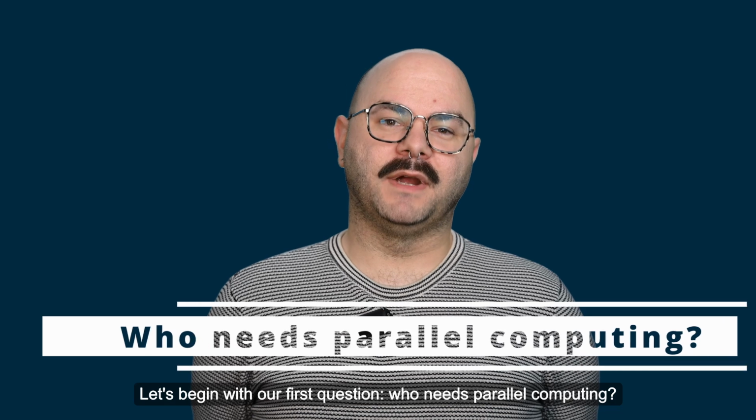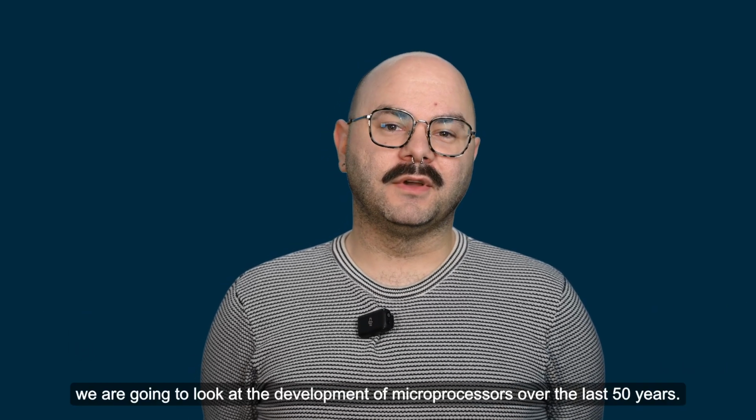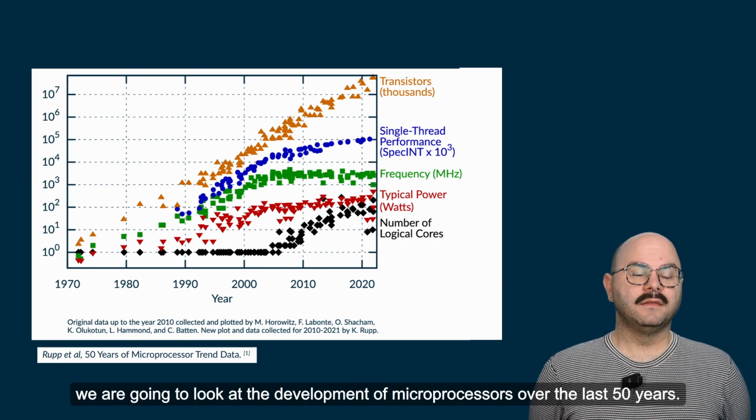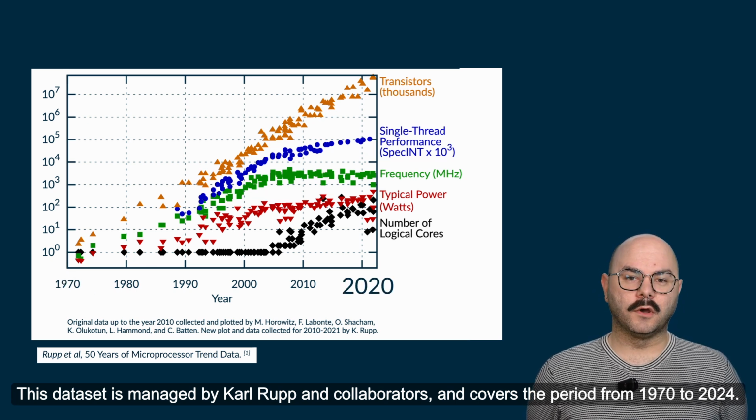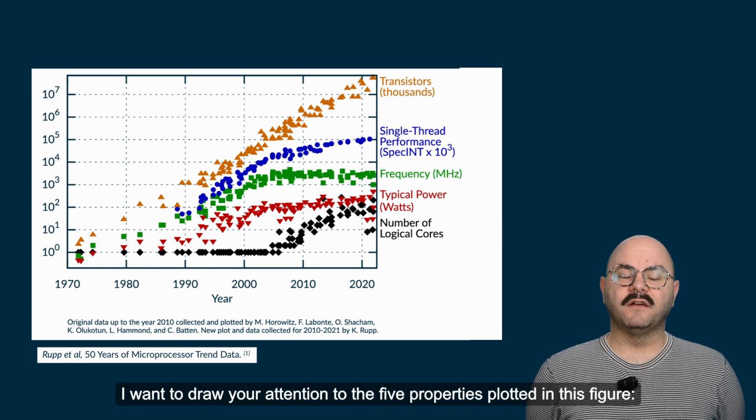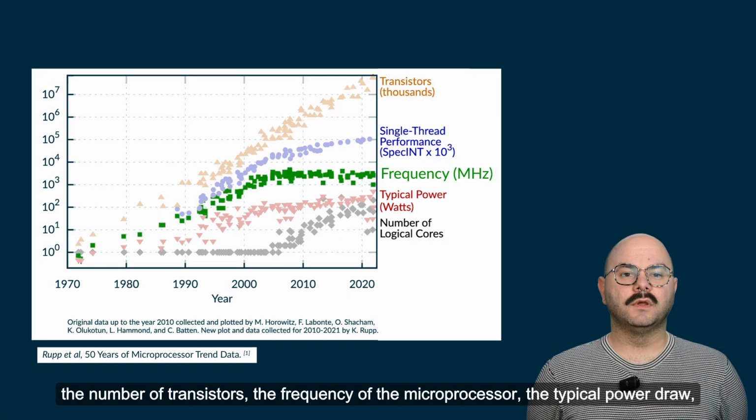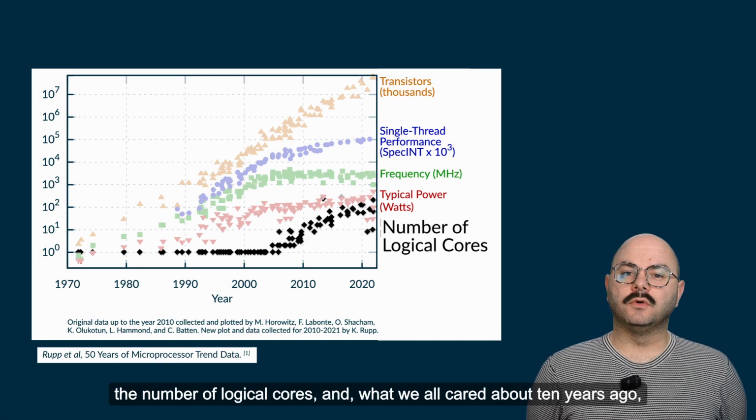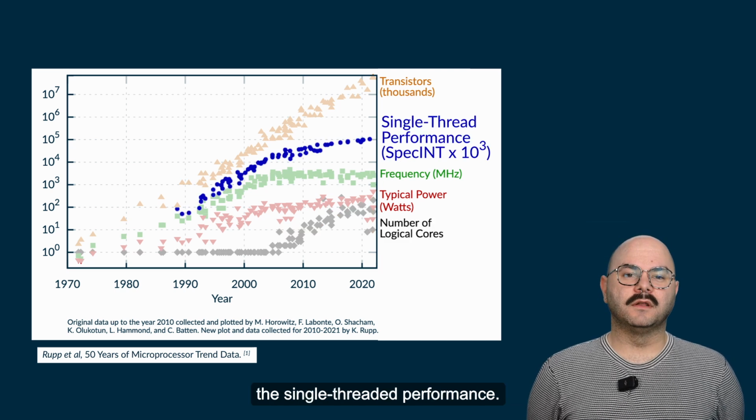Who needs parallel computing? And to answer this question, we are going to look at the development of microprocessors over the last 50 years. This dataset is managed by Carl Rupp and collaborators and covers the period from 1970 to 2024. I want to draw your attention to the 5 properties plotted in this figure: the number of transistors, the frequency of the microprocessor, the typical power draw, the number of logical cores, and what we all cared about 10 years ago, the single-threaded performance.